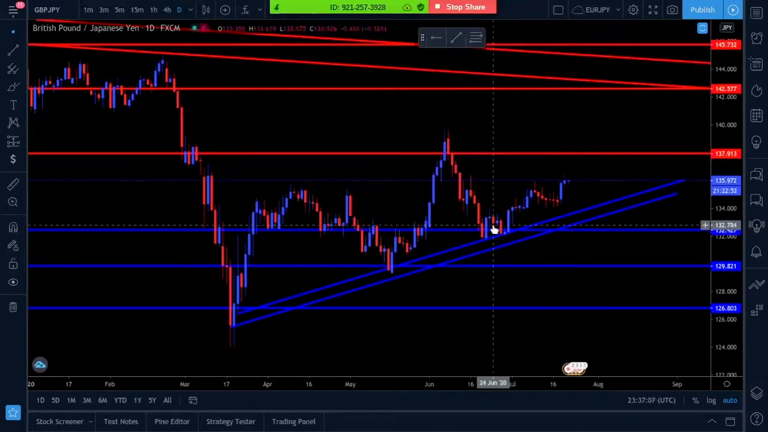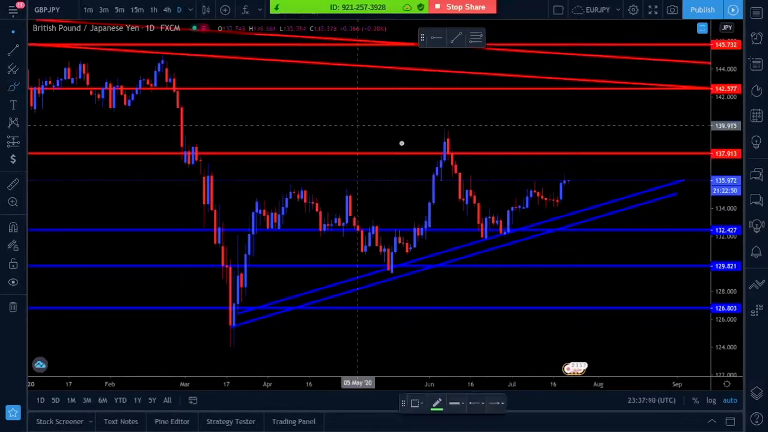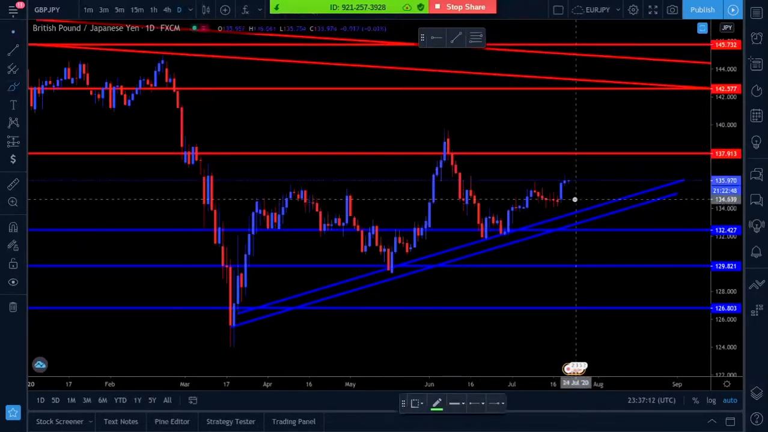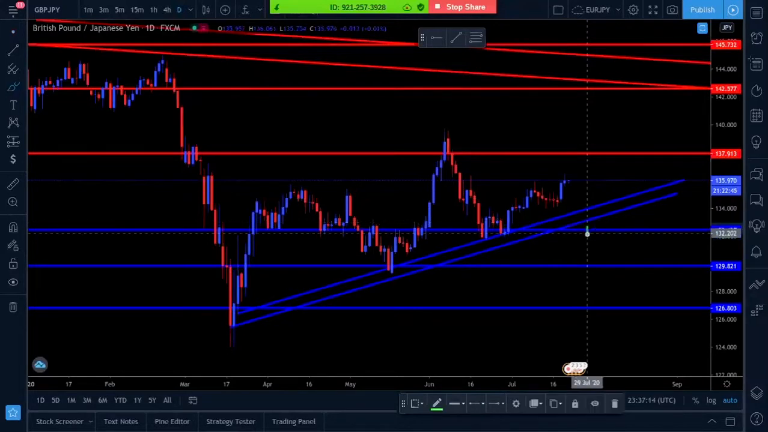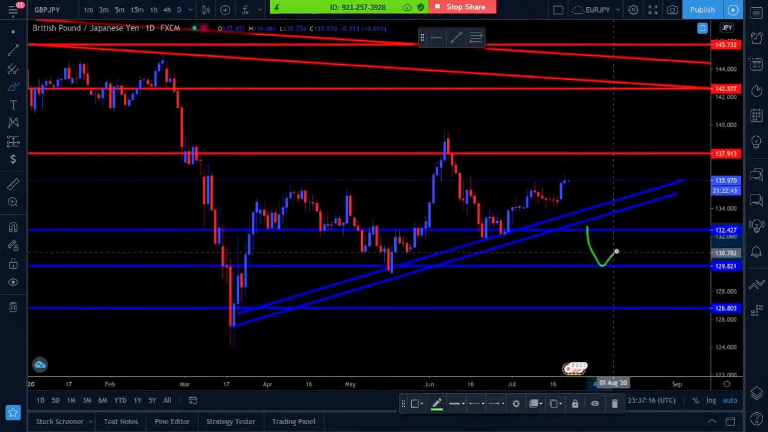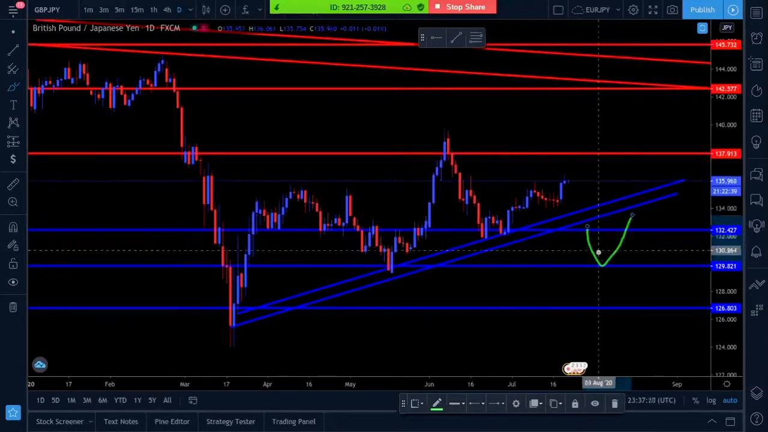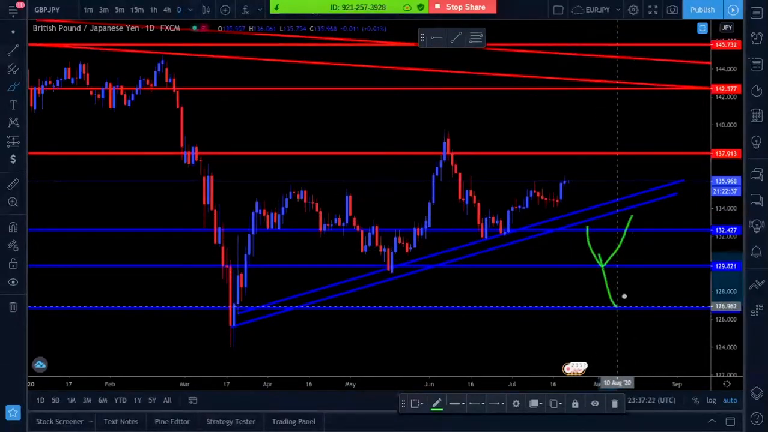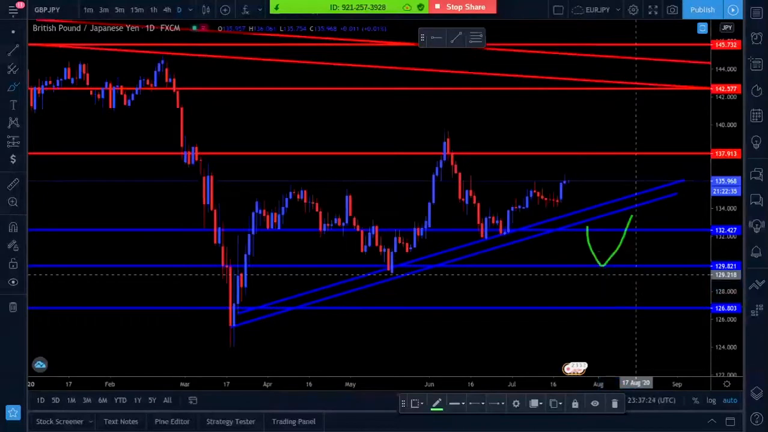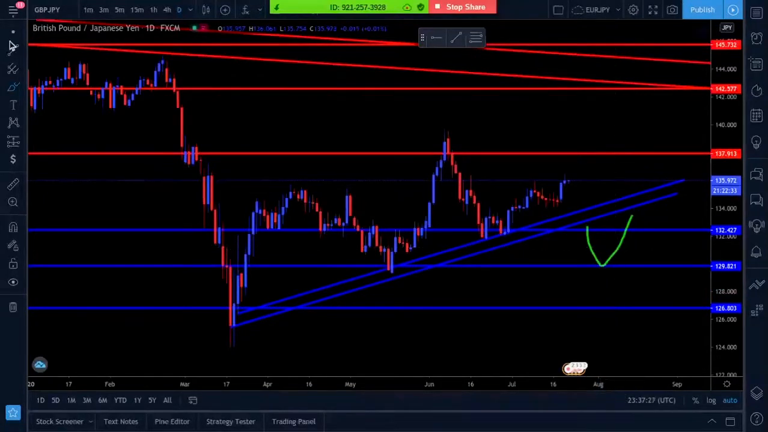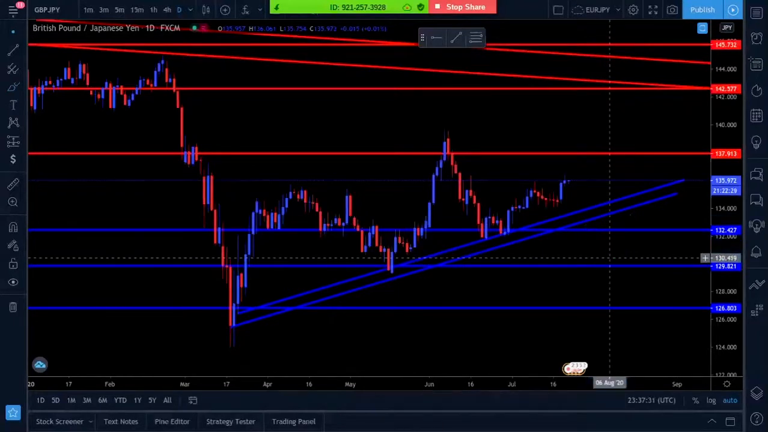If it comes down and it breaks this support, I'm looking to take trades off of this one, off my second support. If it breaks that support, I'm looking to take trades off my third support. So that's how trend lines work, and that's how I like to draw them parallel with each other.